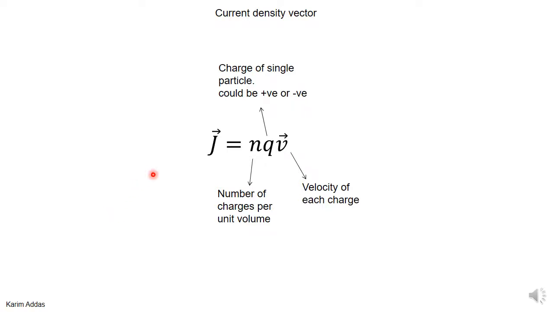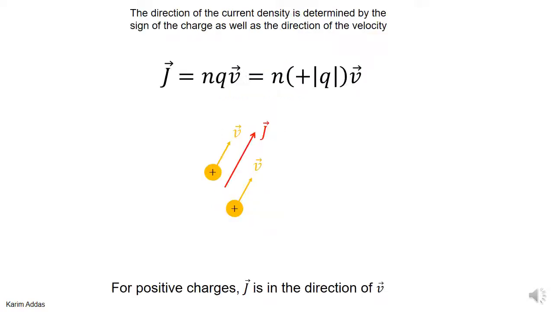Looking at this J vector in a bit more detail, n is the number of charges per unit volume. It's a positive number always. But q, the charge of each one of the charges, could be positive or negative. You could have positive charges like a proton or negative charges like an electron. And then the velocity is just the velocity of each charge. What happens when you have positive charges moving with a certain velocity? What's the relationship between the velocity vector and the J vector? Because small n is positive, and because the charge in this case is positive, J and v have the same direction.